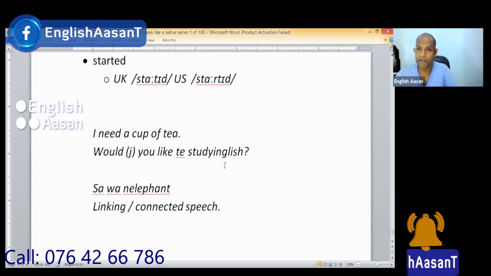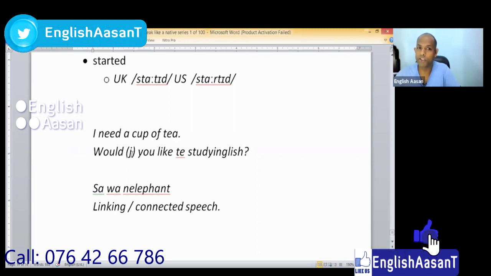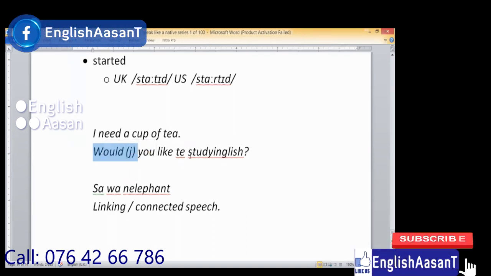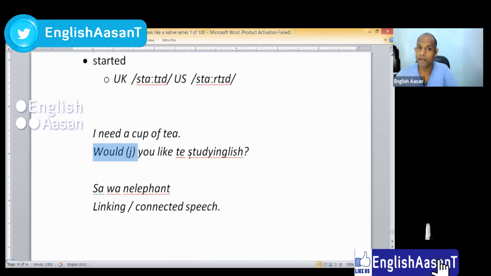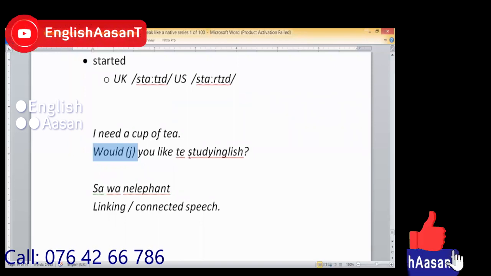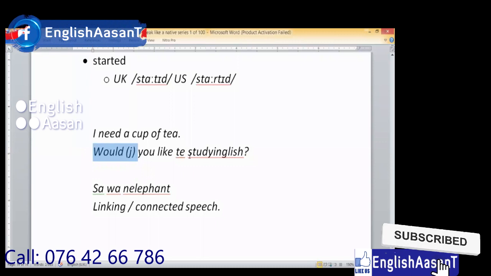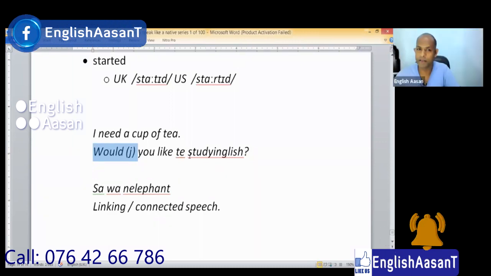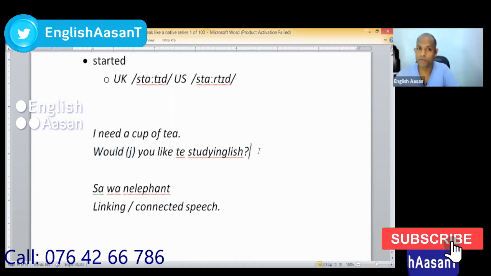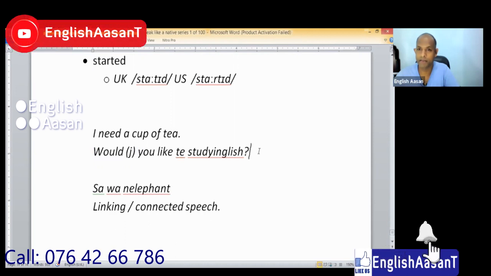So in this way, we can't say it. Would is the right pronunciation. Would is right when you have you afterwards. So we can say would is right, but it should be followed by you. You can't say "he would be at home" is wrong. What's that? If you say he would be at home, it's wrong. No, it isn't, because would and be cannot be connected. D and B cannot be connected.